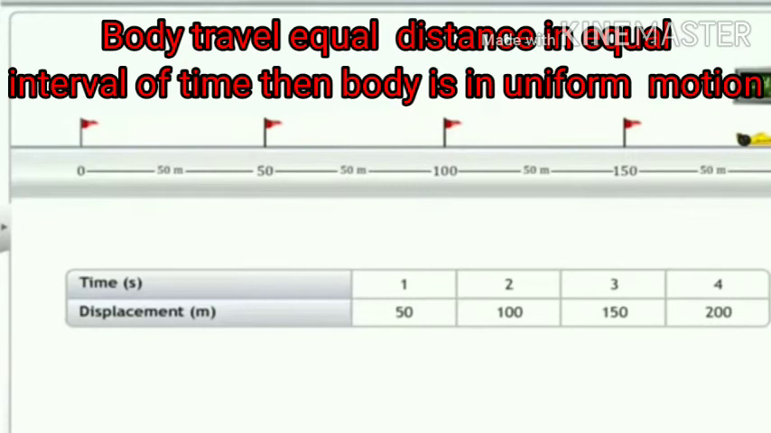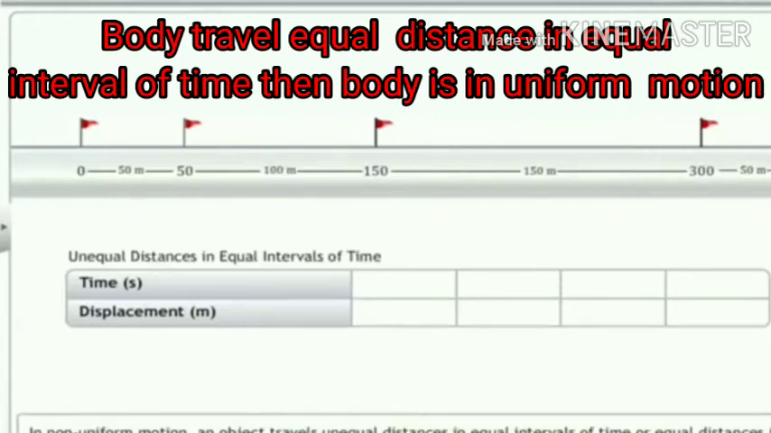If time is kept constant, and we observe the distance covered by the car, if the distance covered by that car in equal intervals of time is equal, then it is uniform motion. If the same car is covering different distances in the same interval of time, then it is called non-uniform motion.